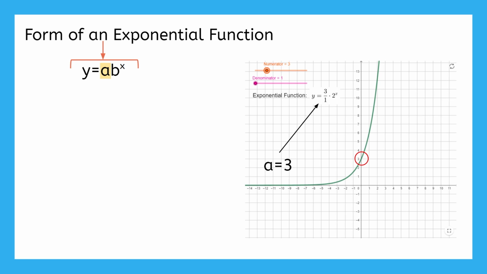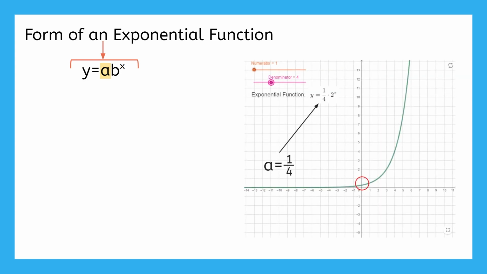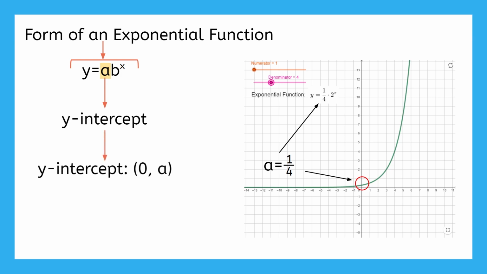Let's change a to a fraction, like 1/4, and see what happens. Wow, it makes our y-intercept 1/4. So a is always going to be the y-intercept. That means in the graph of an exponential function, we know that the y-intercept is (0, a).